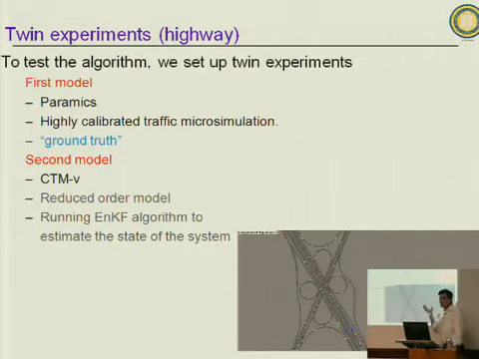Then you put it in your model. So CTM-v here stands for my model. And using any kind of algorithm that will be relevant for the model, so in the highway case, it's an ensemble Kalman filtering algorithm, you provide an estimate of the state of the system, which you can compare to your ground truth. A very simple procedure that is used both in oceanography and also in highway traffic flow engineering.